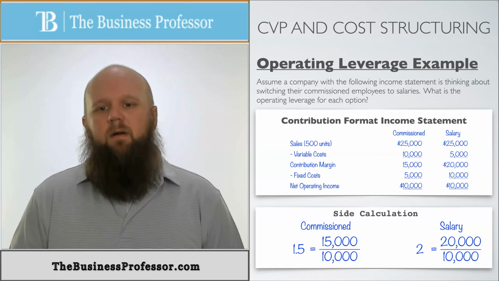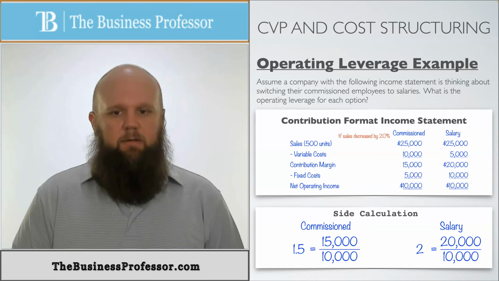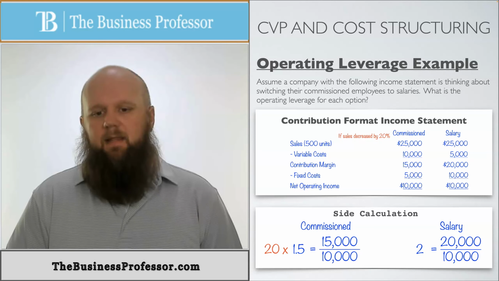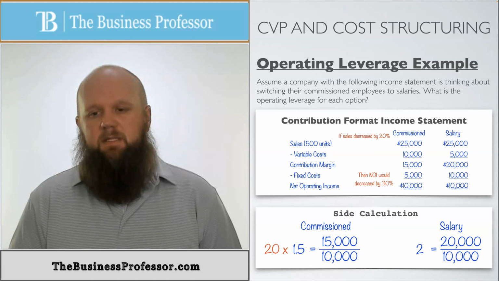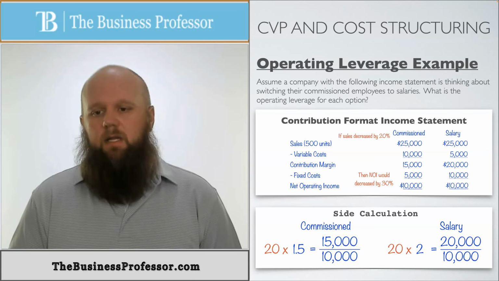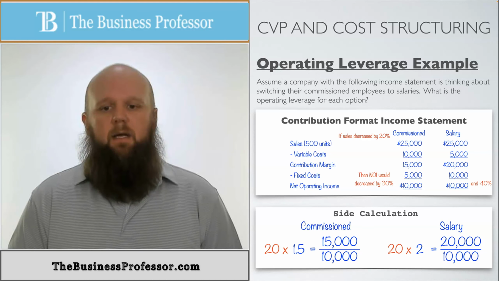What if we change it to the sales decrease by 20%? Well, we can do the same thing, 20 times 1.5. That lets us know it's going to be a 30% change, but this time it's only going to be a 30% decrease in change. Whereas if we do that for the salary side, it's a 20% decrease, which is going to lead to a 40% decrease in net operating income.